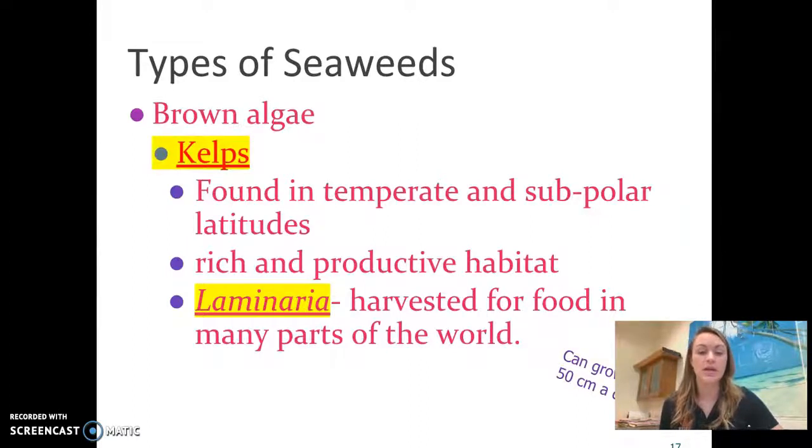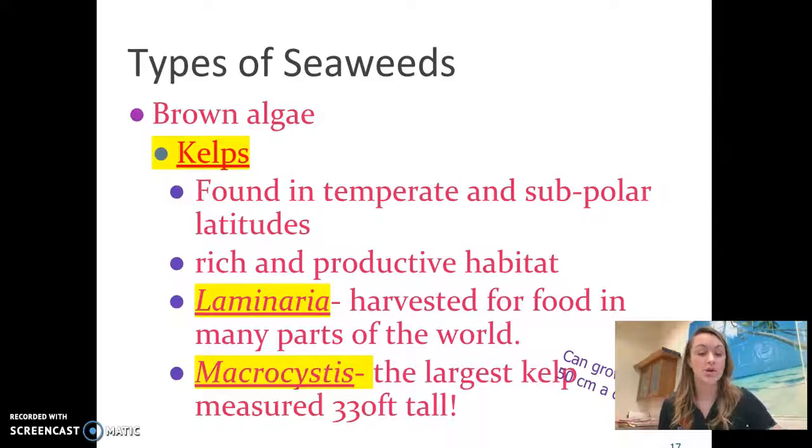All right, so Laminaria is actually a species of kelp, and these are harvested for food in many different parts of the world. And speaking of food, we are going to talk about why exactly we harvest algae and macroalgae at that, and I've got some seaweed for y'all to eat a little bit later.